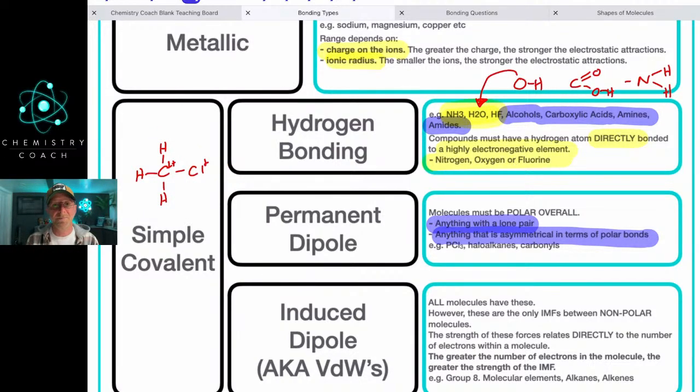You're looking out for lone pairs, and you're looking out for an overall kind of what they call a dipole moment. Okay, a dipole moment.